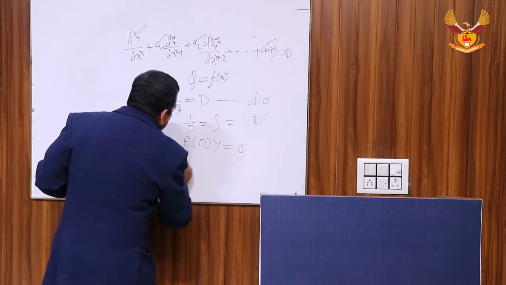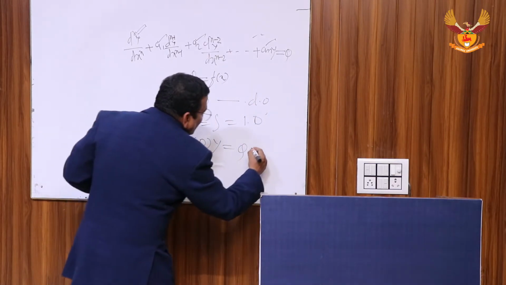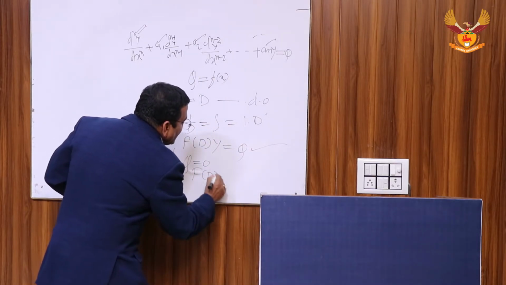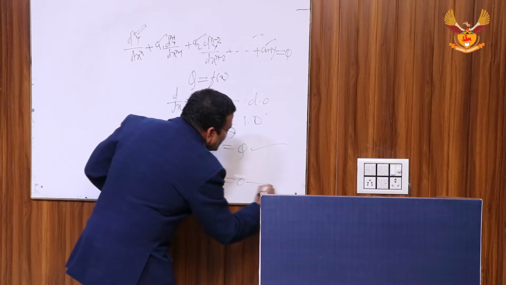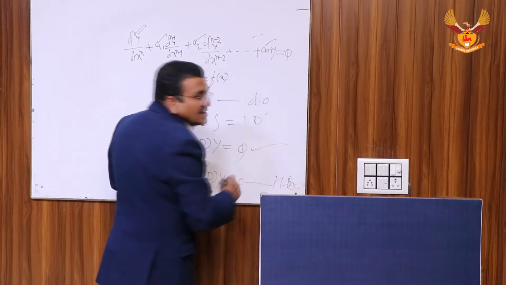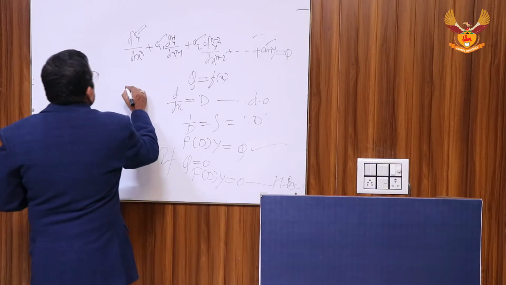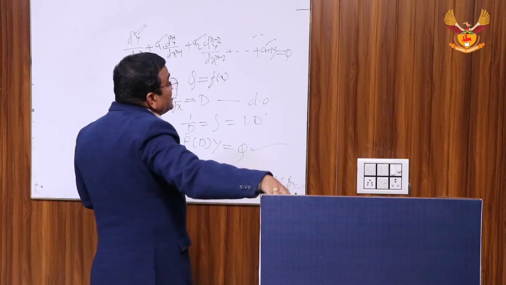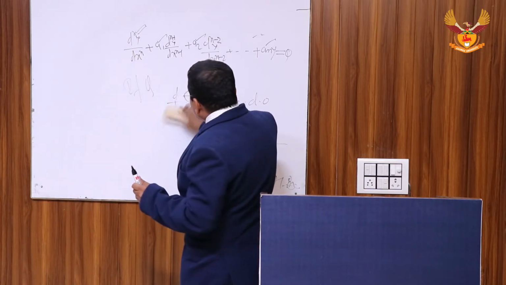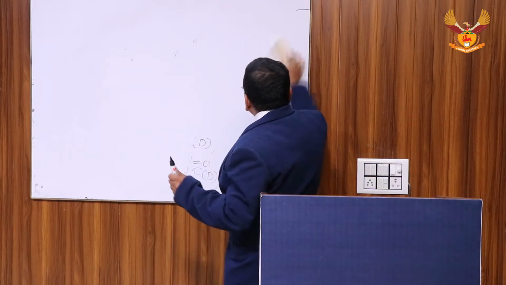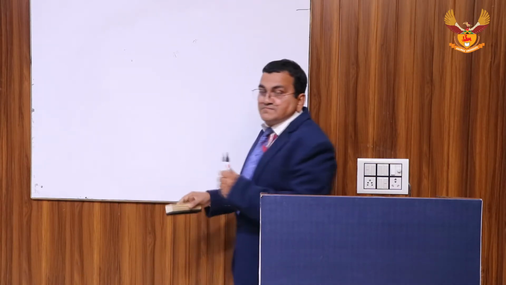If q equals 0, then the differential equation is called a homogeneous differential equation. That means f(D) y equals 0 is called the homogeneous type linear differential equation. If q is not equal to 0, it is a non-homogeneous differential equation. Now let us discuss how to solve a homogeneous linear differential equation.